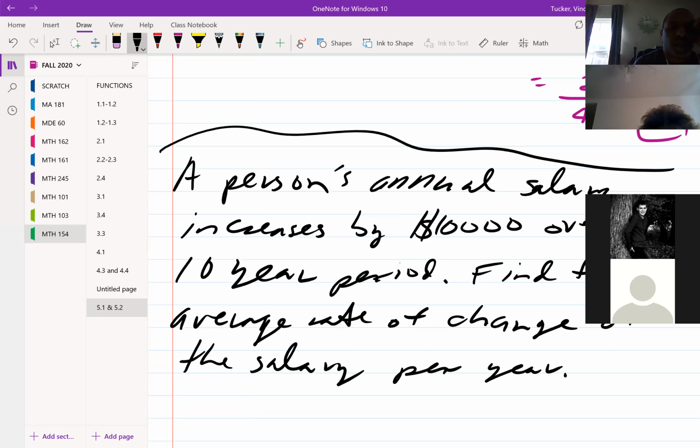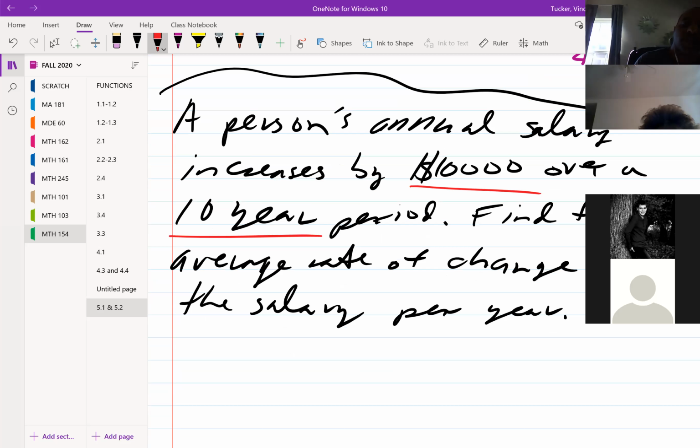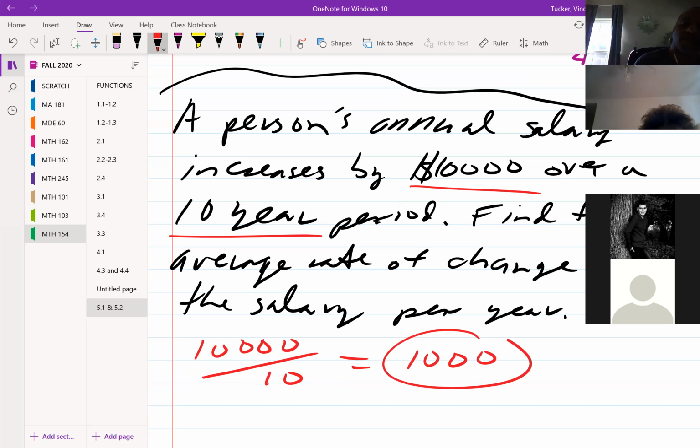All right, questions. So the next one, a person's annual salary increases by 10,000 over a 10-year period. Find the average rate of change of the salary per year. All you would do is take 10,000 over 10 years. So you would just take 10,000 divided by 10 if you want to know how much it increased per year on average. It would just be 1,000.